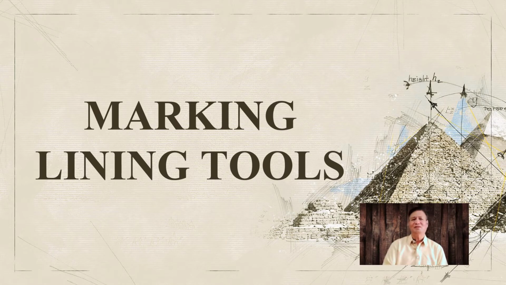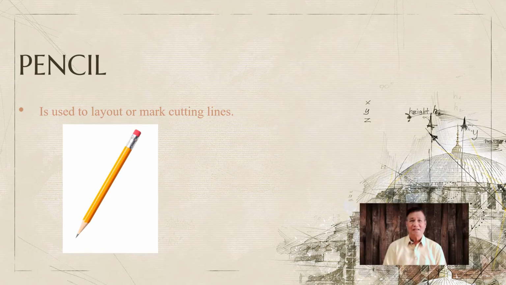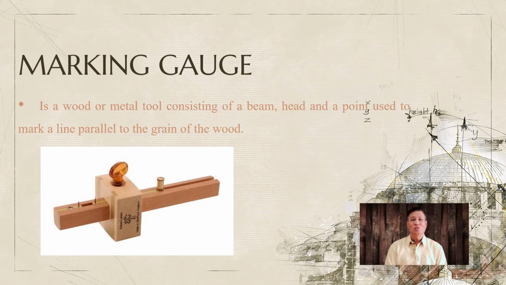Now, let's talk about the different marking tools or lining tools. First is the pencil. A pencil is used to lay out or mark cutting lines. The marking gauge is a wood or metal tool consisting of a beam, head, and a point used to mark a line, and of course, parallel to the grain of wood.